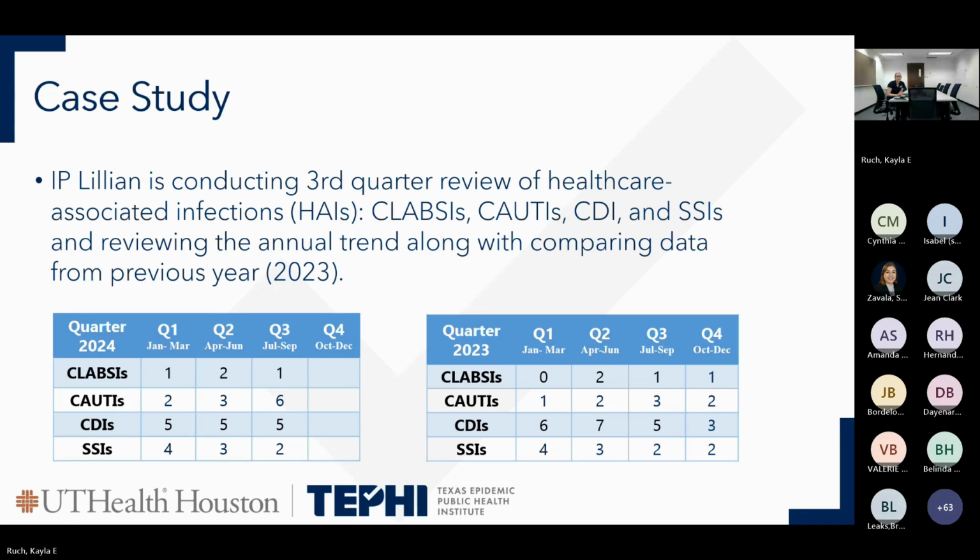All right. So in this case study, IP Lillian is conducting a 3rd quarter review of healthcare-associated infections. So we're looking at all HAIs: our CLABSIs, which are central line-associated bloodstream infections, our CAUTIs, catheter-associated urinary tract infections, our CDIs, which is C. difficile infections, and our SSIs, which are surgical site infections. We're looking at the quarters within the calendar year, so you can see quarter 1, quarter 2, and quarter 3. And she's also comparing that information to last year.